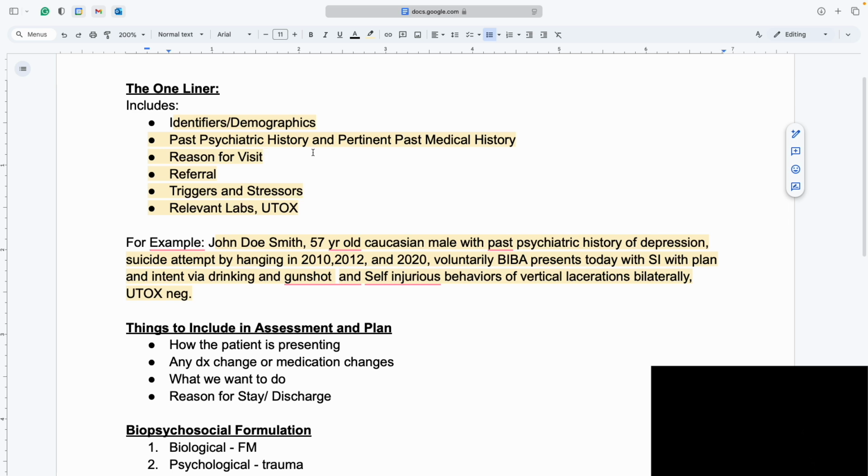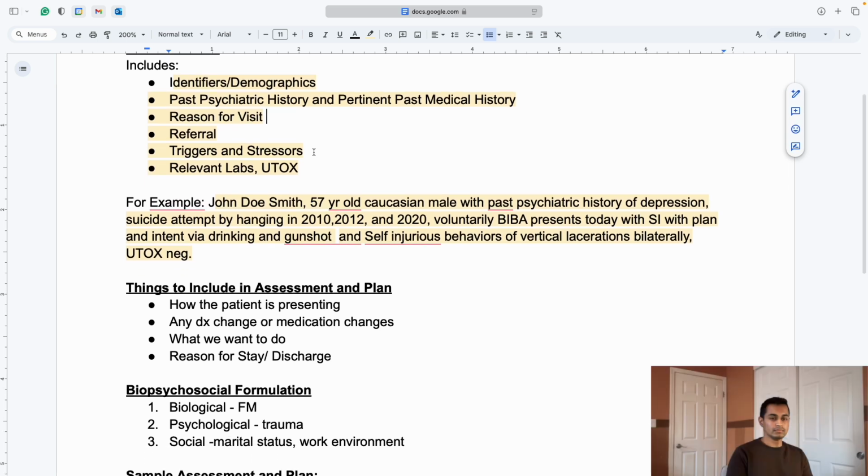It gives an idea of why the patient is being brought in, how they're being brought in, and the severity of it.